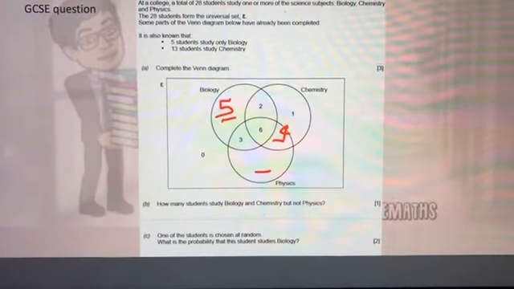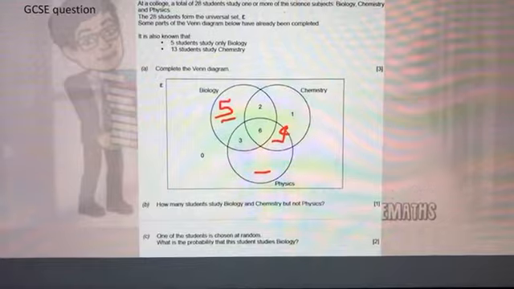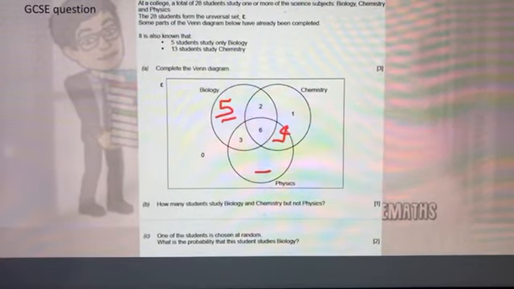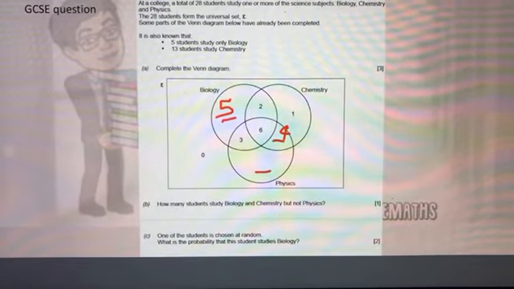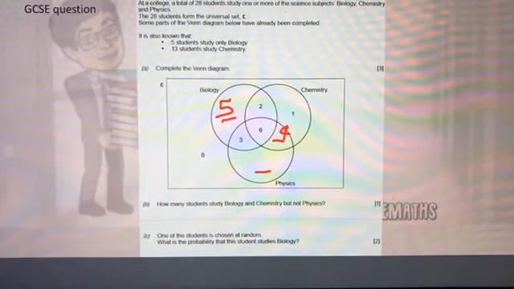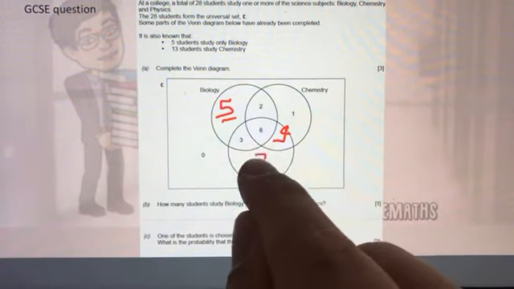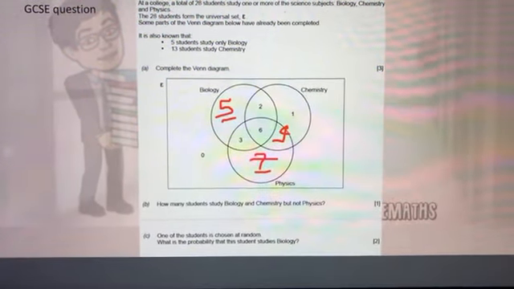Now, altogether I've got 28 pupils, so I've got to add up my circles. I've got a 5, a 2, a 6, a 3, a 4, and a 1. They all add up to make 21. If I've got 28 pupils altogether, this number on the bottom has to add on to 21 to make 28, so that has to be 7. That's my Venn diagram filled in.